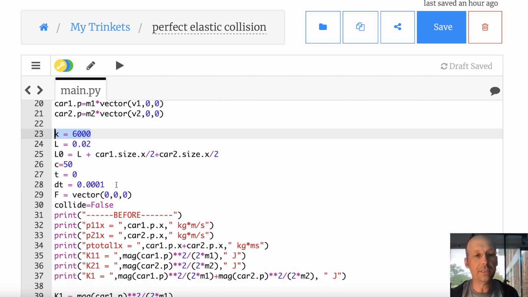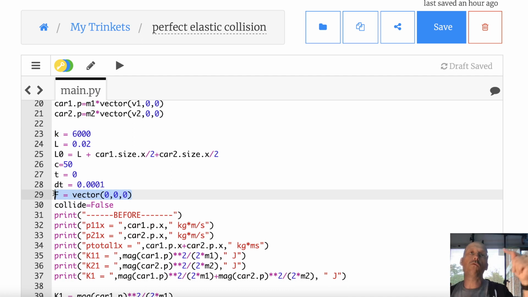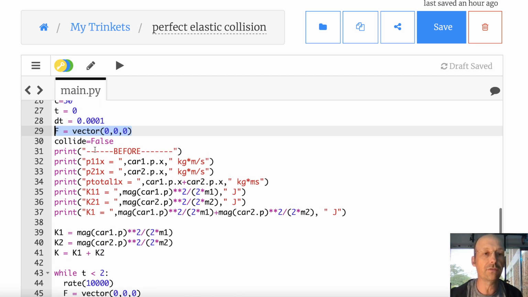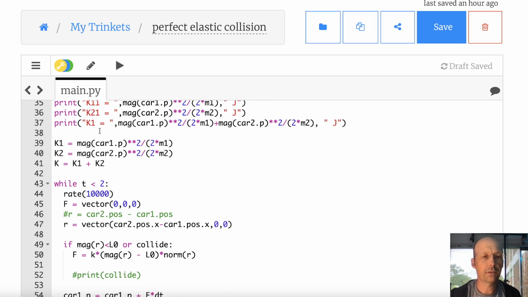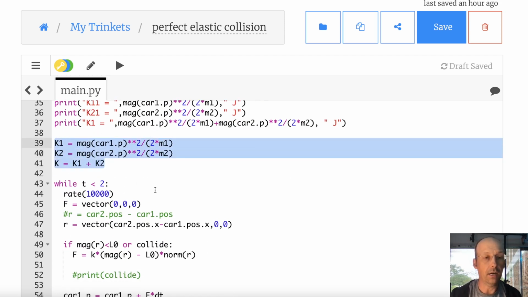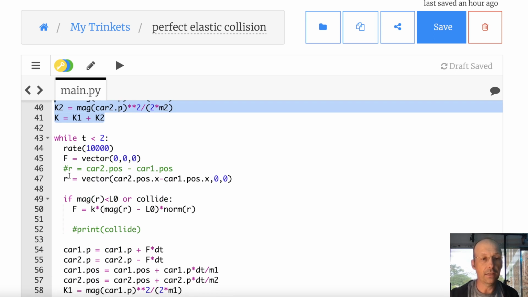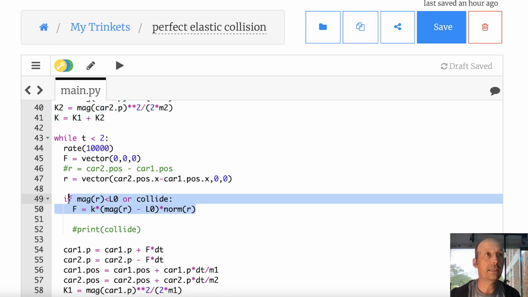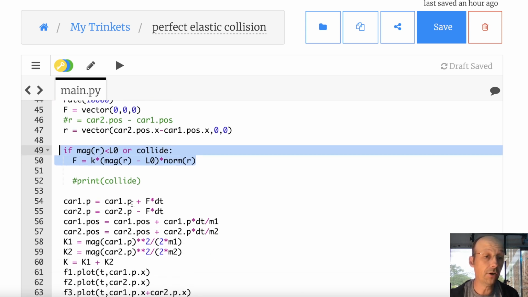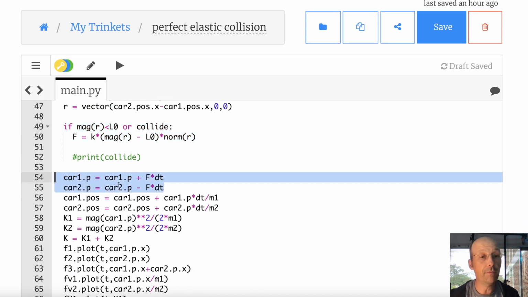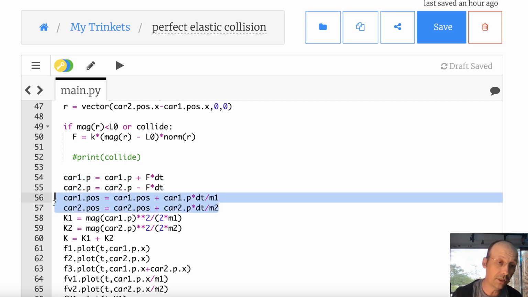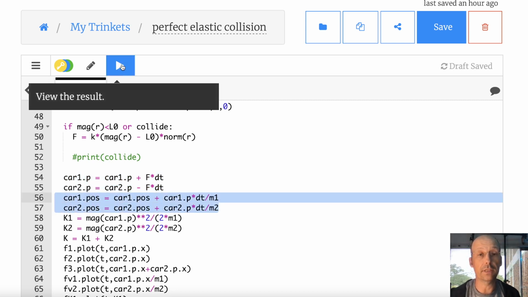Okay, and then time step. This is the force of one car pushing on the other. And I set it to 0. And then what I do is I check, are they within that pushing distance? If that's the case, then I set that equal to some spring force pushing them apart. That's just printing. Oh, collide equals false. That's for something else. Calculate the kinetic energy right here. And then here I calculate the distance between them. I check and see if there is a force. And if so, I calculate it. I use that to update the momentum of each car. I use the momentum to update the position. And then that's it. Okay, so let's run this and see what happens.